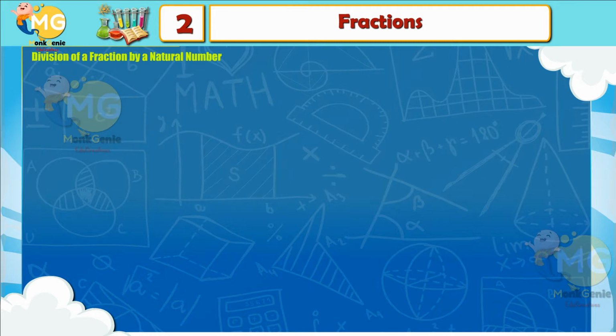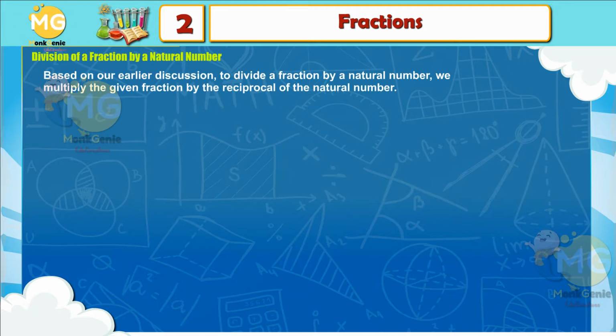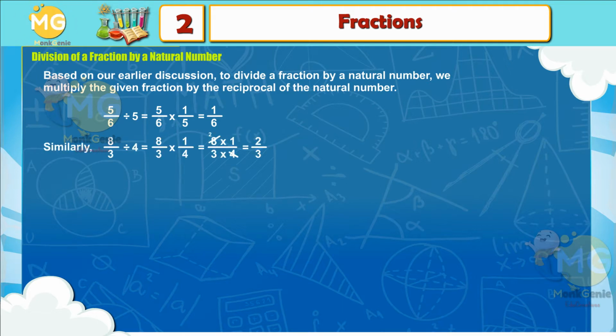Division of a fraction by a natural number. Based on our earlier discussion, to divide a fraction by a natural number, we multiply the given fraction by the reciprocal of the natural number. 5/6 divided by 5 is equal to 5/6 multiplied by 1/5, which is equal to 1/6. Similarly, 8/3 divided by 4 is equal to 8/3 multiplied by 1/4, which is equal to (8 multiplied by 1)/(3 multiplied by 4), which is equal to 2/3.